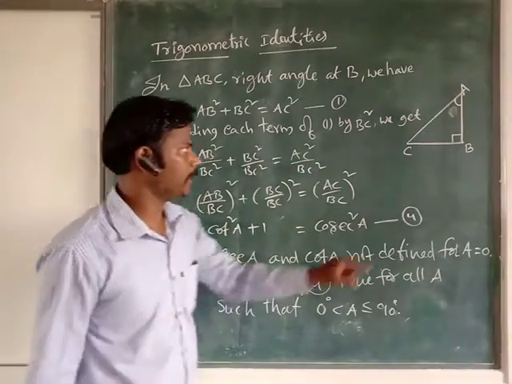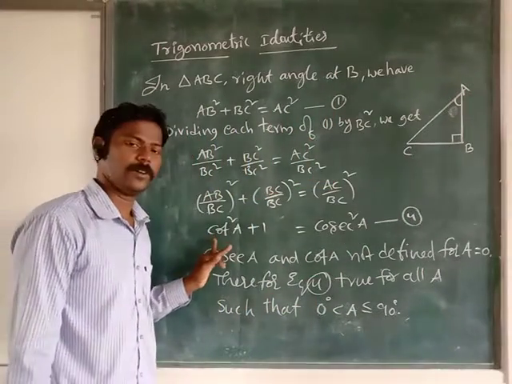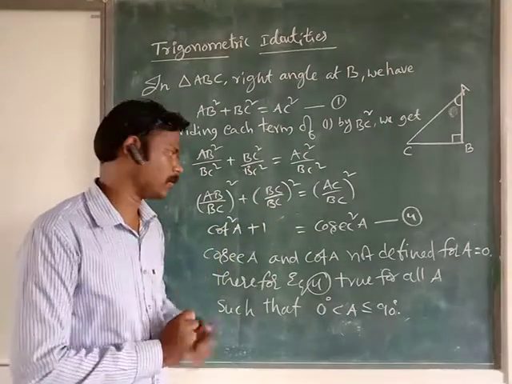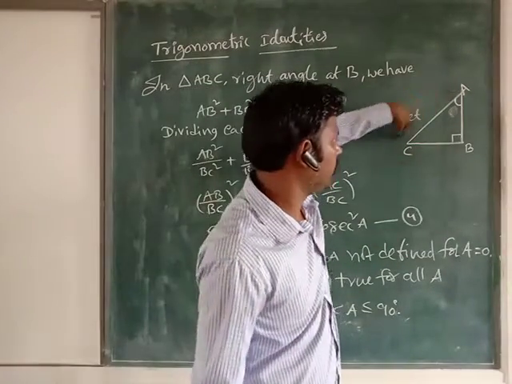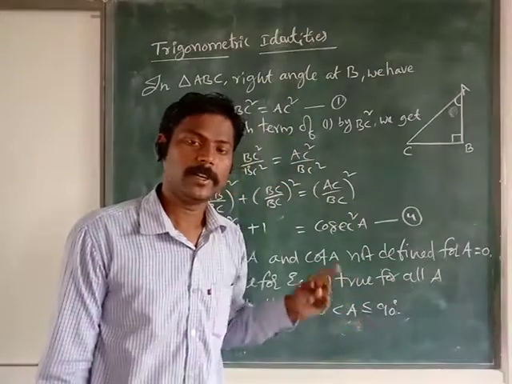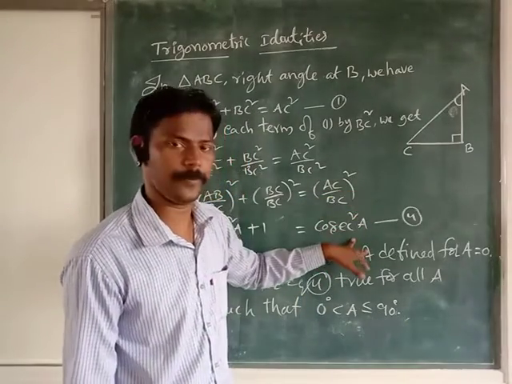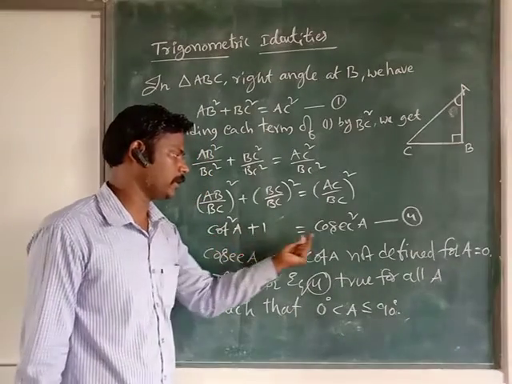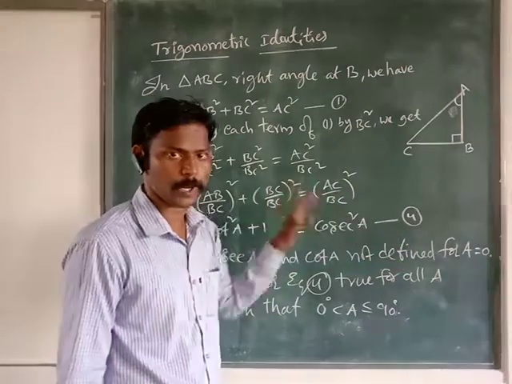Now AB by BC: which trigonometric ratio definition is it? Cot. So this is cot square A, plus BC by BC squared, value 1. AC by BC: AC means hypotenuse, but BC is opposite. Hypotenuse by opposite is which trigonometric ratio? Cosecant. So cosecant square A. So the third identity is cot square A plus 1 equal to cosecant square A. This is the fourth equation in this problem.